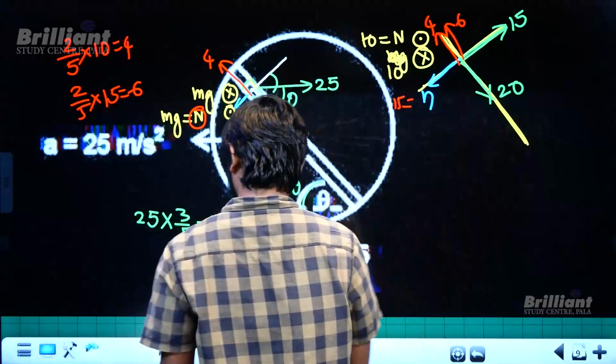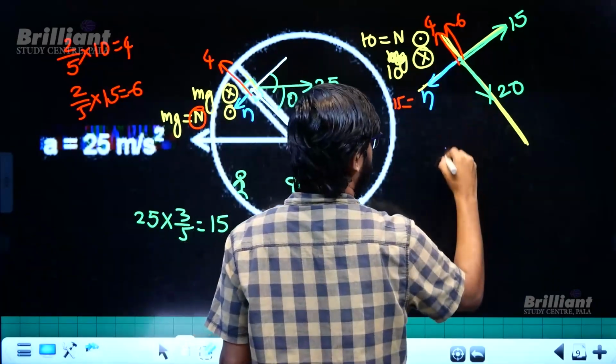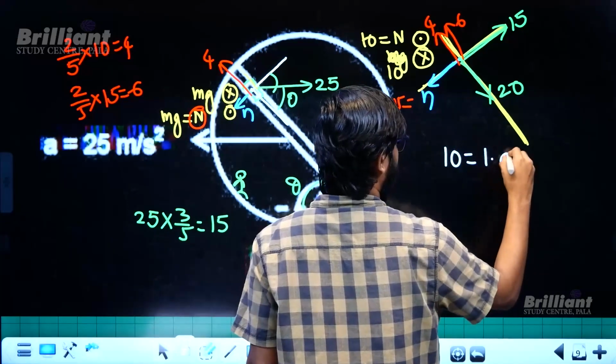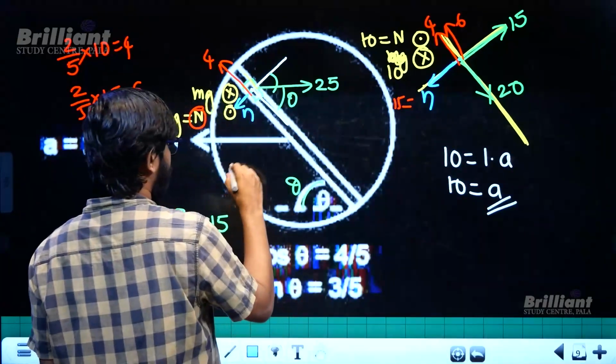Now what is the net force? Net force along the groove is 20 minus 10, which is 10. 10 equals mass times acceleration. So acceleration is 10. What we did here, we solved the question with respect to the disc.